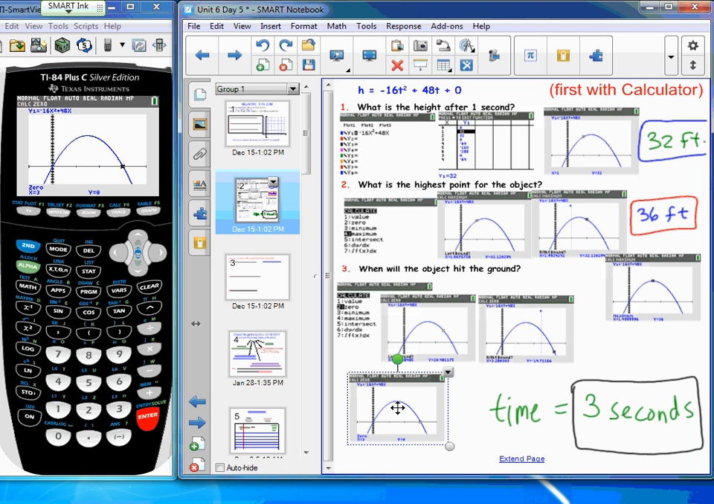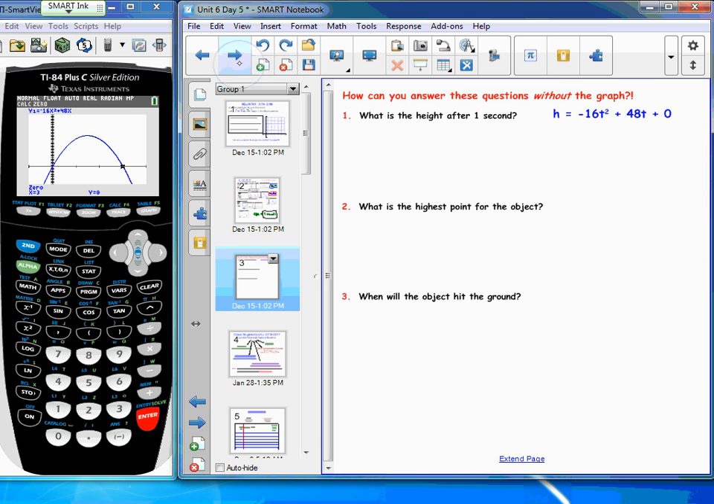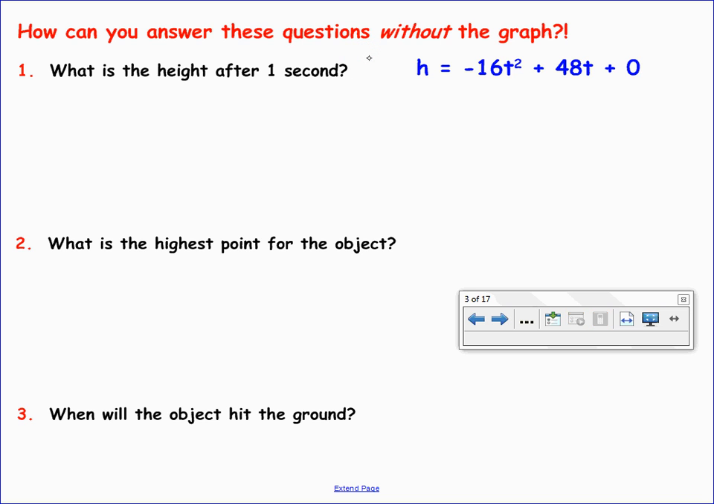Now let's take a step back and let's consider, what if we had done this non-calculator? Can we answer these questions without a calculator? That is, what's the height after 1 second? Well, do I have a function rule that gives me the height h after any time t? Yeah, we could simply evaluate that without the graph by doing h of t equals, and I'll rewrite my original rule, negative 16 t squared plus 48 times t. It's just that I won't use t, I'll use 1 for 1 second.